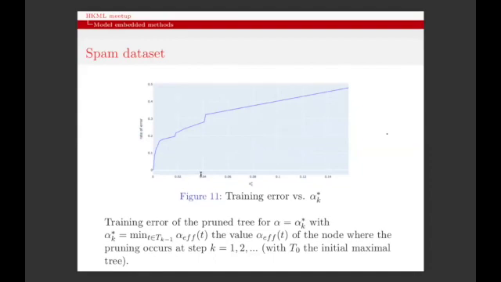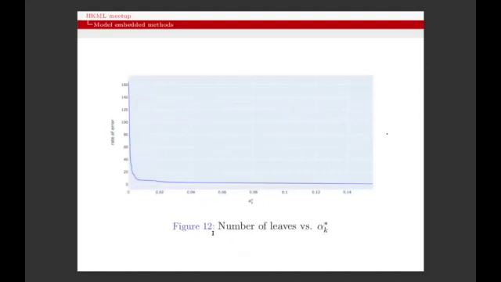This graph shows us the way the training error increases when we prune more and more subtrees, with T0 being the initial maximal tree, and alpha_k star being the effective alpha corresponding to the node where the pruning occurs at step k. And this graph shows us the number of leaves, which decreases very quickly and then stabilizes at a much smaller number.